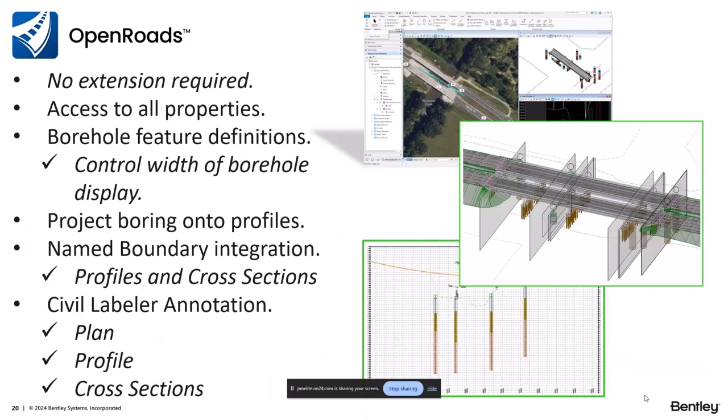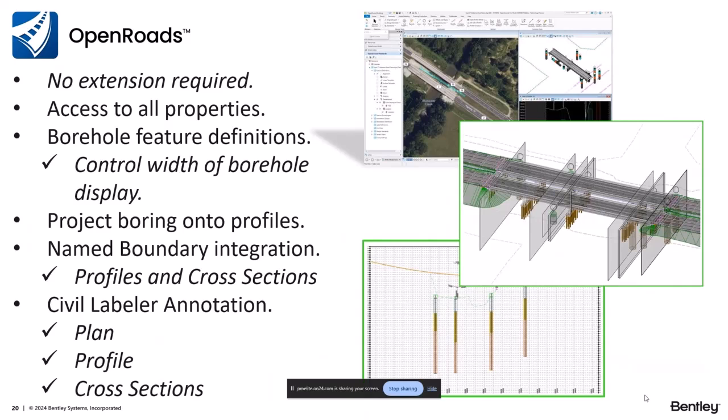Once she's brought the data into the DGN file, we can integrate that DGN file into our project. We can go into that file, we can reference that file, we can use that data. Now, I don't need the extension. In other words, everything you're going to see me do is built into the civil products. So I want to point that out. There's no extension required. You just need OpenRoads or OpenBridge or OpenRail or any of the other civil products.